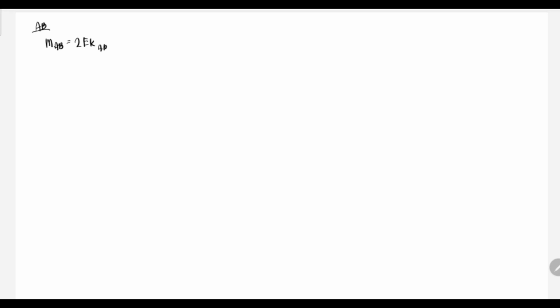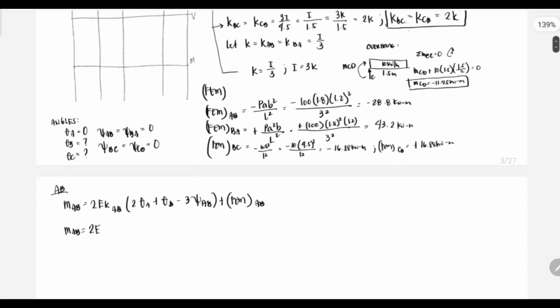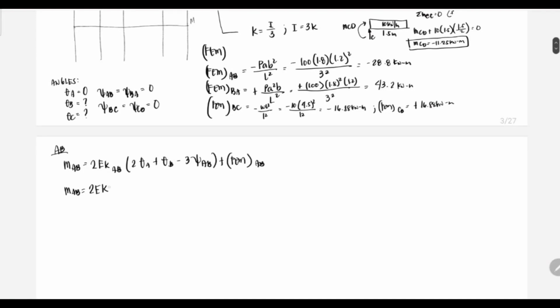near far, which is AB, multiplied by 2 theta A plus theta B minus 3 psi of your AB, which is near far, plus your fixed end moment of your AB natin. So, ilagay lang natin yung value lahat niyan. So, our moment AB here is equivalent to 2E. Ano ba yung KAB natin na value? Yung KAB natin na value is nakuha na natin yan kanina, would be K. So, ilagay mo lang dito K.